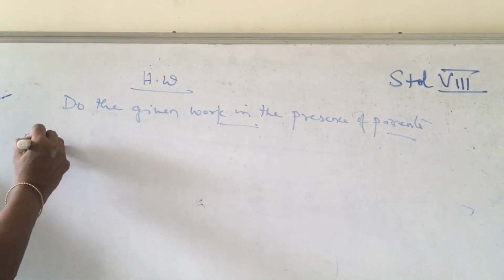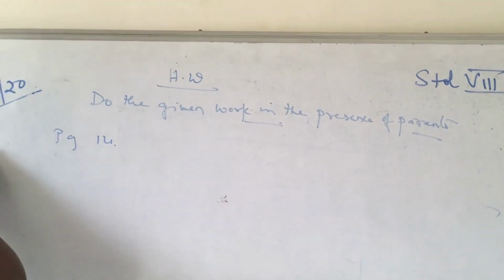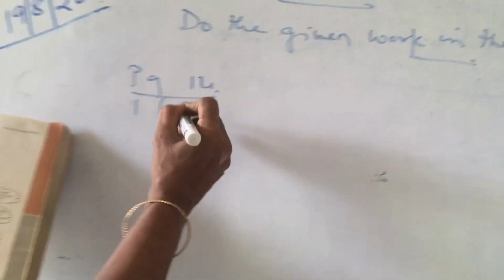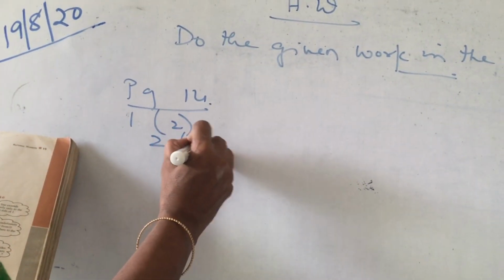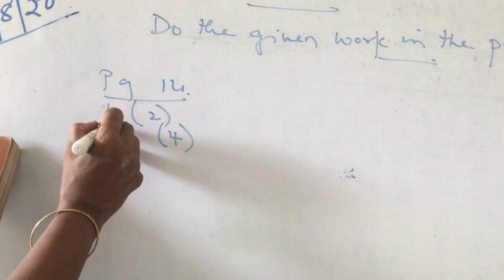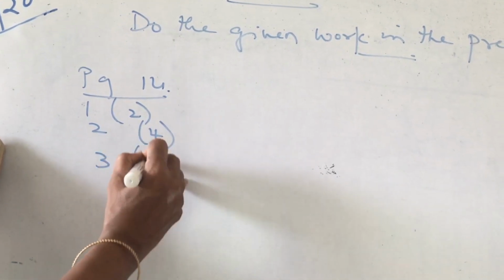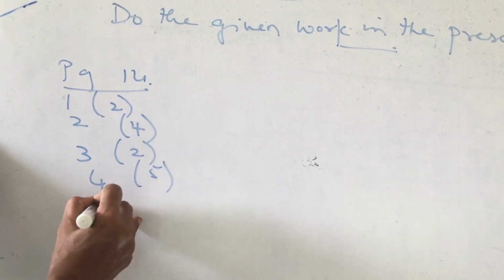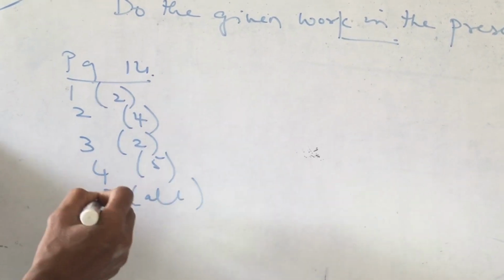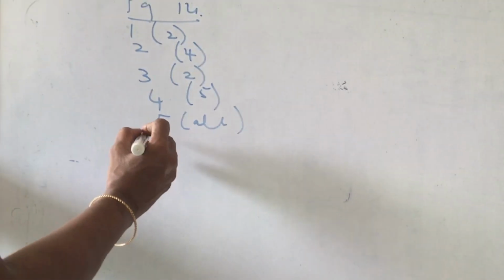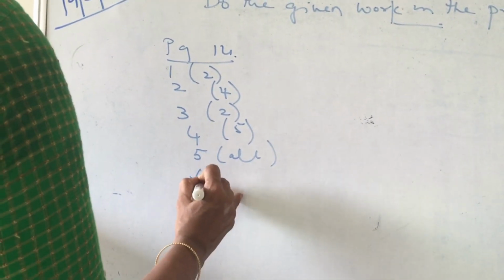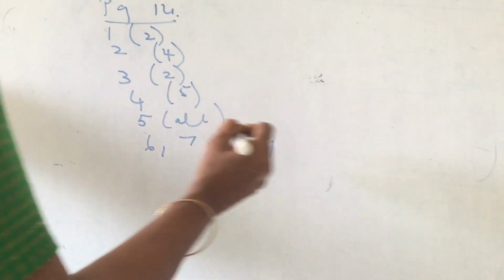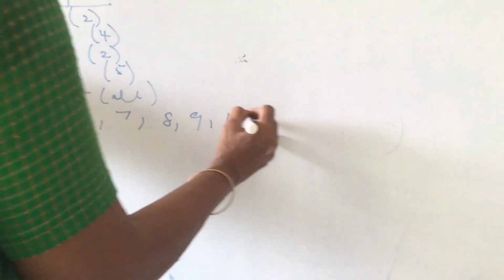Page number 14. First one, second bit. Second one, fourth bit. Third one, second bit. Fourth one, fifth bit. Fifth, all. 6, 7, 8, 9, 10, 11.